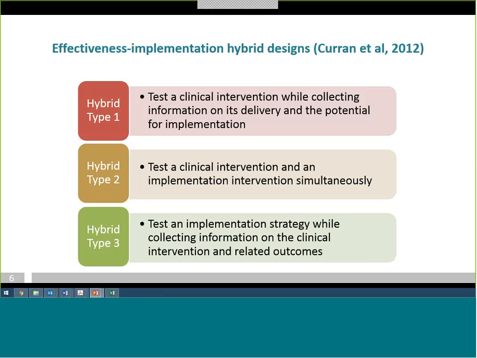But at the same time, we build in a component to study the process of implementing this type of clinical intervention. This type of design helps prepare researchers and research teams to think about different ways to implement the clinical intervention, should it be found effective when the study is done. So I think a lot of us are actually more familiar with the hybrid 1 design.